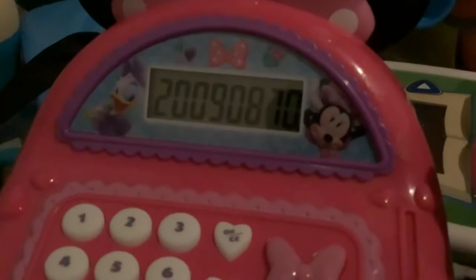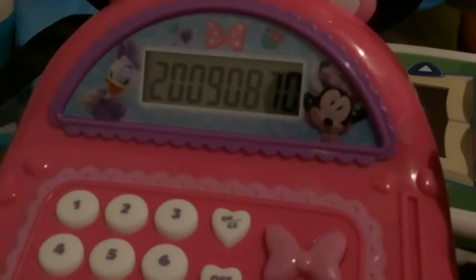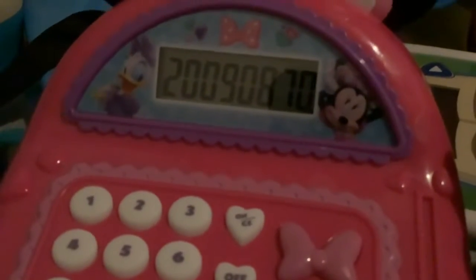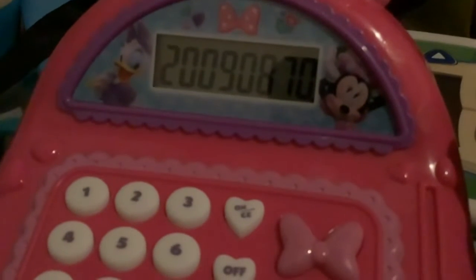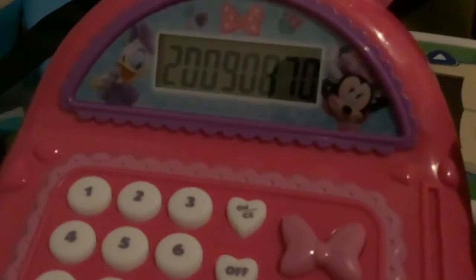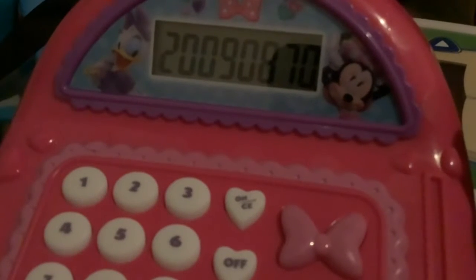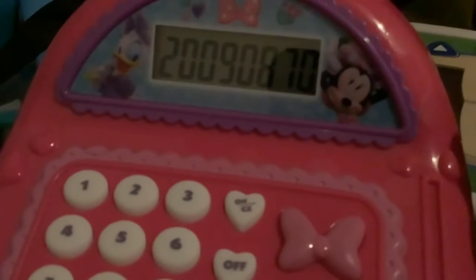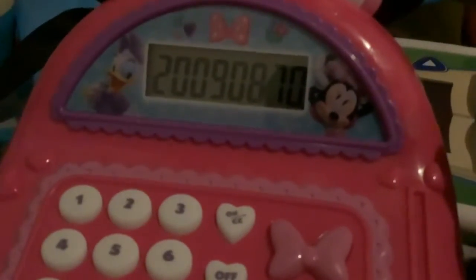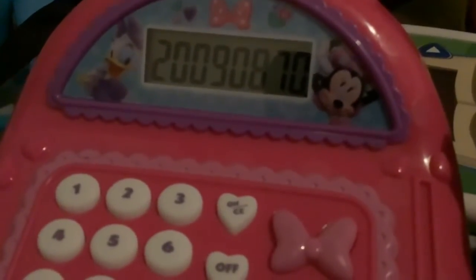Now, let's review this number's place value without the zeros. All right. So this number has 2 in the 10 millions place, 9 in the 10,000s place, 8 in the hundreds place, and 7 in the tens place. Wow. You really know a lot about math. Yes.